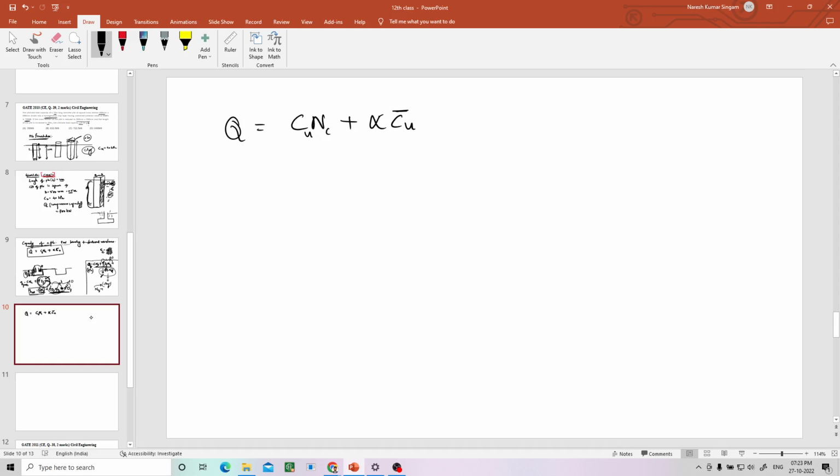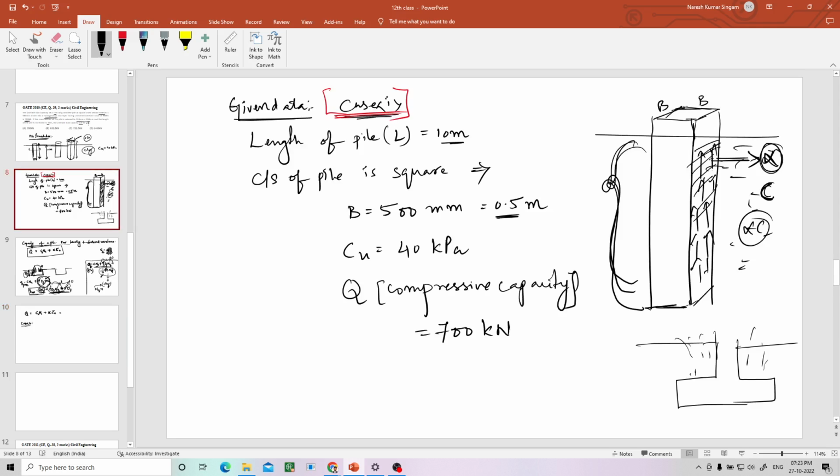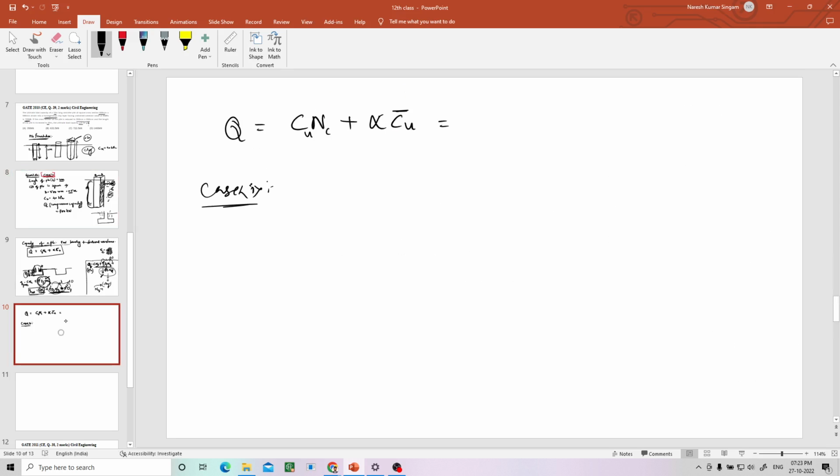So now we have been given, in case 1, according to the given formula, see this is small q. Anyway, to get Q in terms of kilonewton or newton, capital Q, you have to multiply the bearing area by bearing resistance and the surface area by frictional resistance. Now what is the bearing area here?